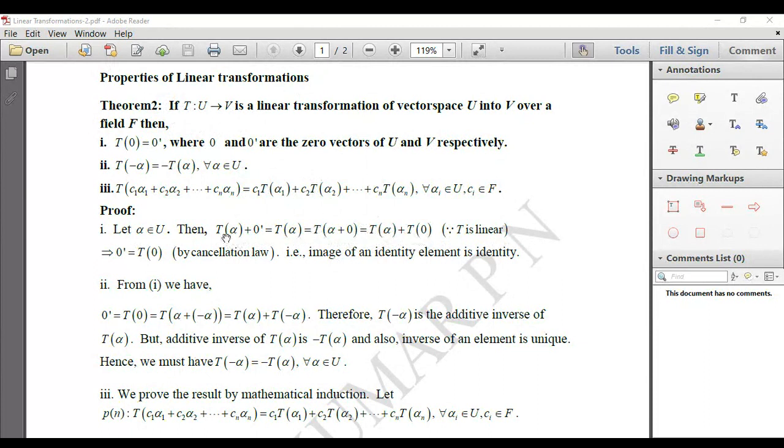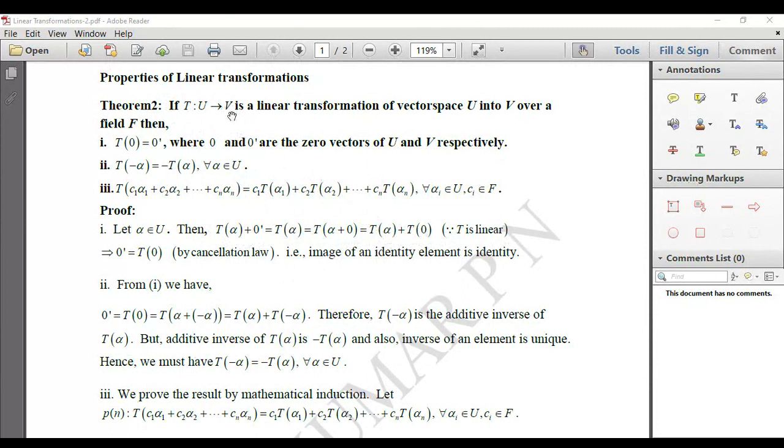Now, what was your left-hand side? Your left-hand side is T of alpha plus 0 dash. And your right-hand side is T of alpha plus T of 0. Now, remember, each of these elements are in V. The images are in V.